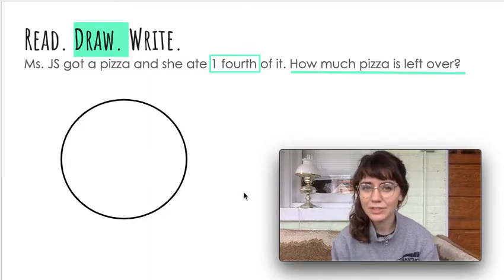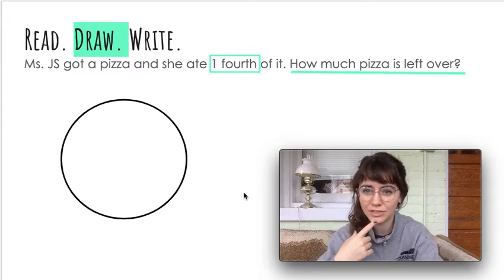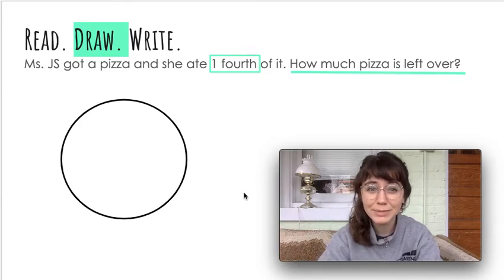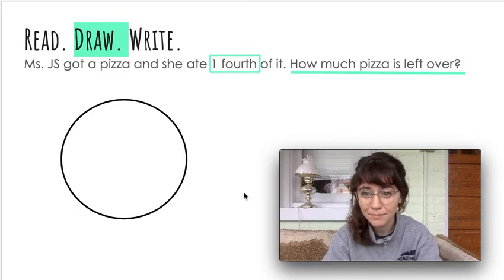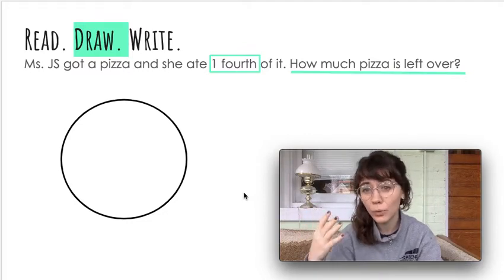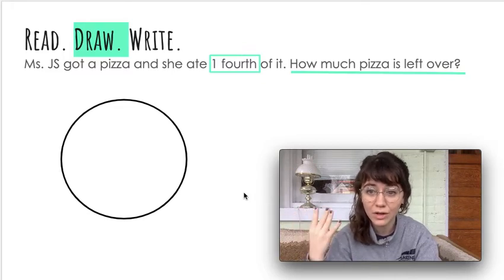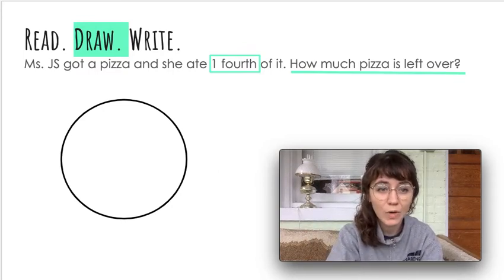Now that you're done drawing your circle, let's go back to the story and think, how should I partition this shape to show the equal parts? In my story, it says Miss J.S. ate 1/4. So how many equal parts are you going to make on this pizza? If you thought 4, you're right, because fourths are 4 equal parts. So let's partition our shape into 4 equal parts. When we do this with circles, usually we draw one vertical line and one horizontal line. Go ahead and try that.